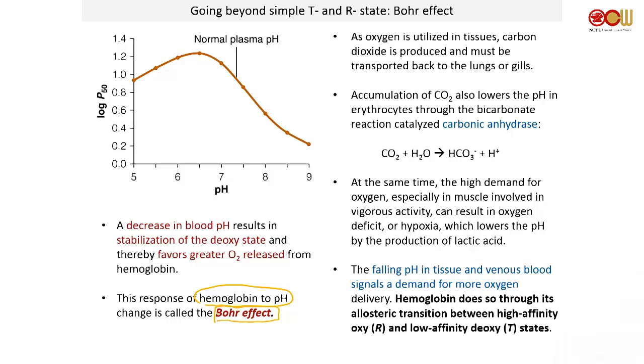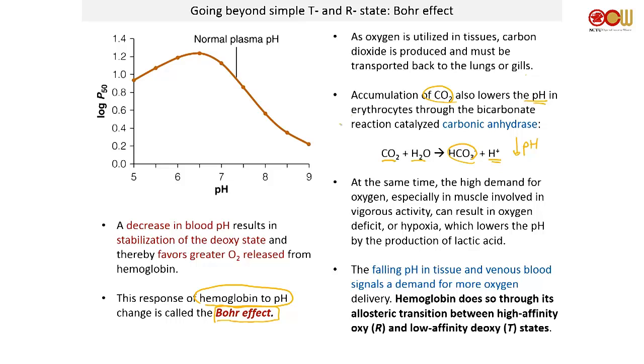As oxygen is utilized in tissues, carbon dioxide is produced and must be transported back to the lungs or gills. And the accumulation of CO2 also lowers the pH. Why is that? Because there's an enzyme called carbonic anhydrase, and actually you don't need an enzyme for this, which takes CO2, reacts it with water, and you form bicarbonate and protons. So this is what decreases the pH. By the way, erythrocytes are red blood cells.